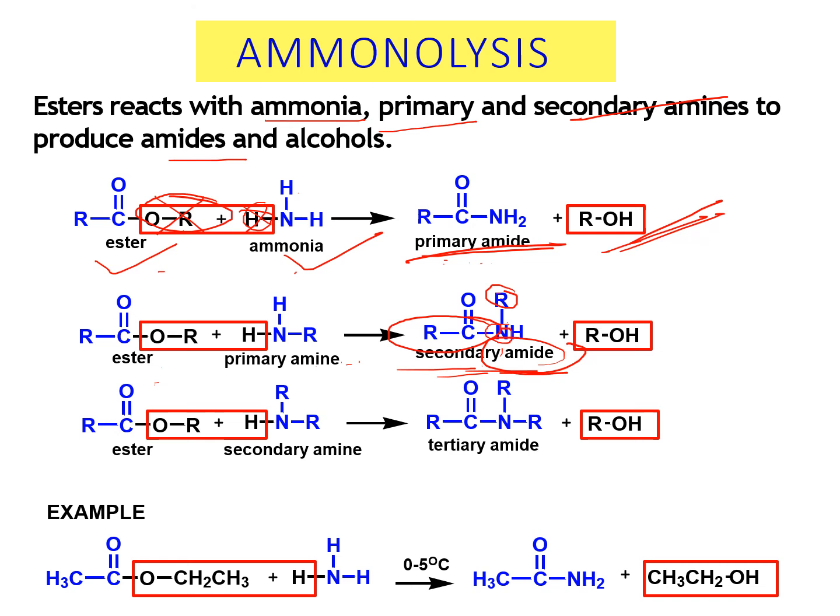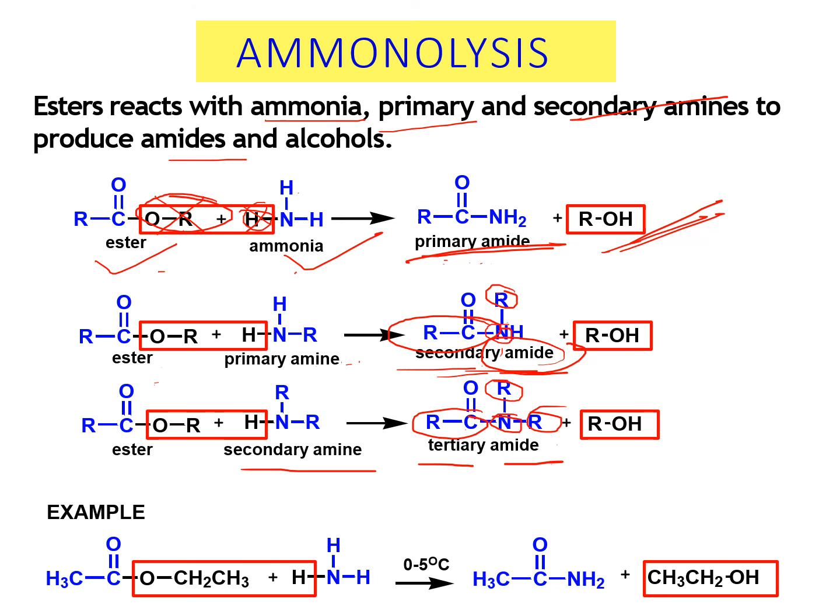Okay. So the third one, you react ester with a secondary amine. It will form a tertiary amide. Here the nitrogen is bonded with three alkyl groups, R. Yes, alkyl. So it forms a tertiary amide.